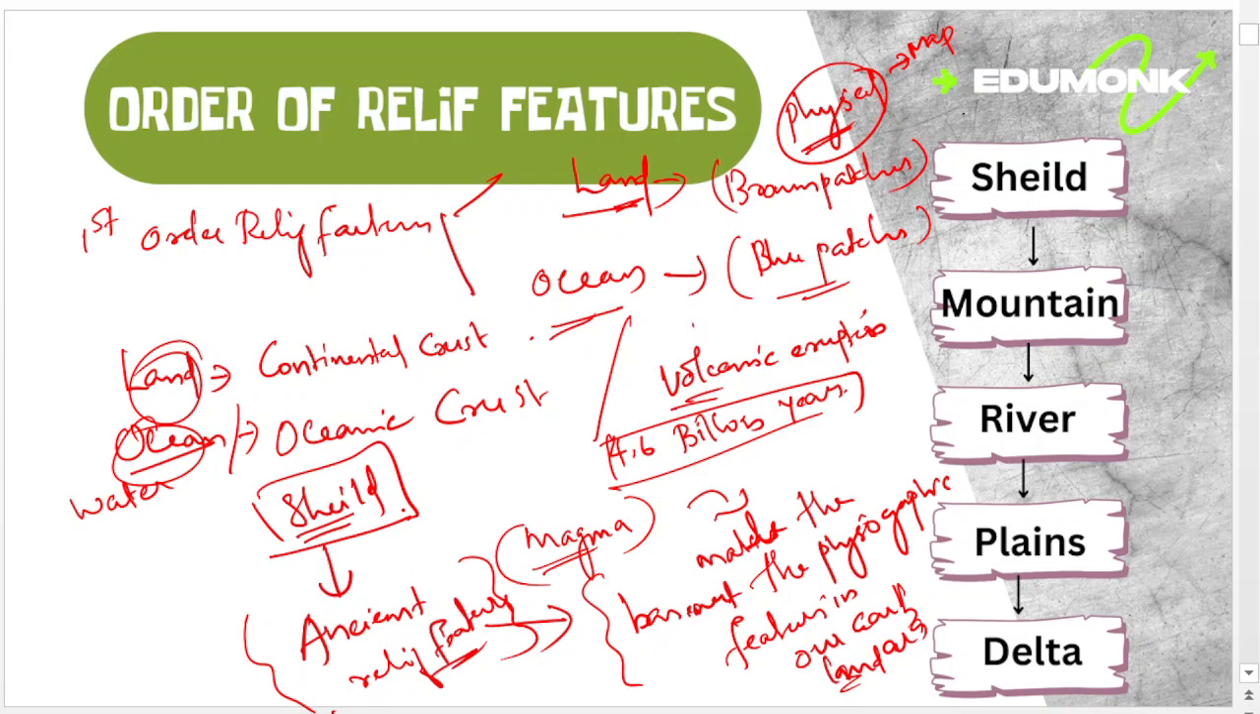So there are two kinds of first order relief feature, land and ocean. In geographical terms, land is known as continental crust, and ocean is known as oceanic crust. These features were formed as a part of volcanic eruption. Around 4,000 billion years ago, a violent volcanic activity happened on Earth, which led to magma eruption. After that, the lava solidified on the surface of Earth and acted as the basement for the formation of physiographic features. So it's known as the ancient relief feature.